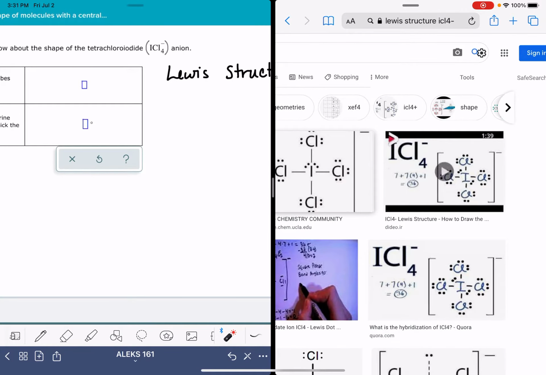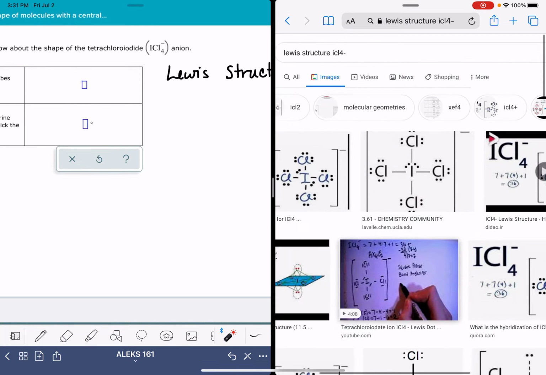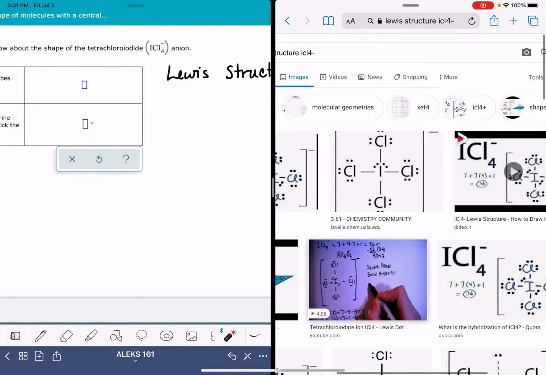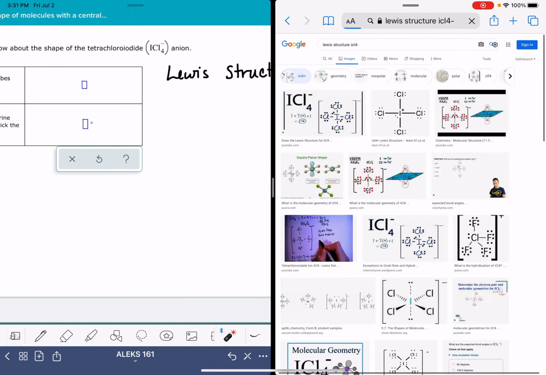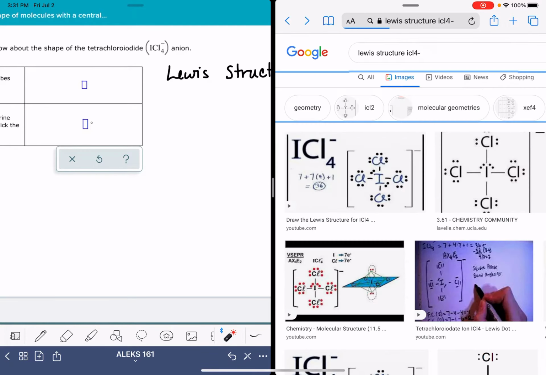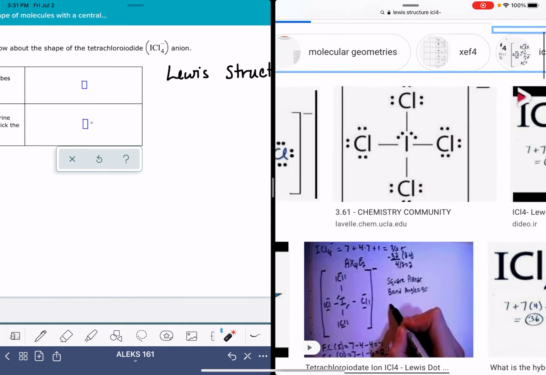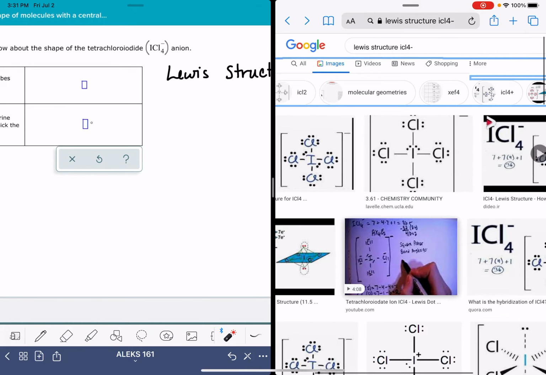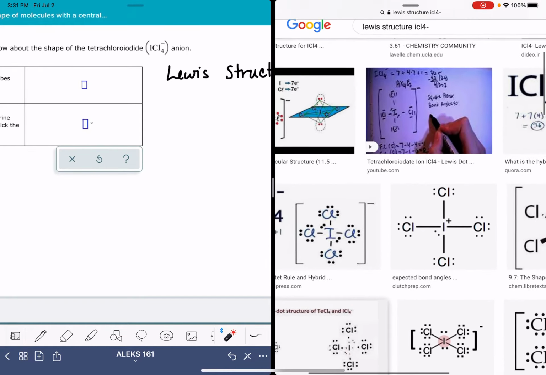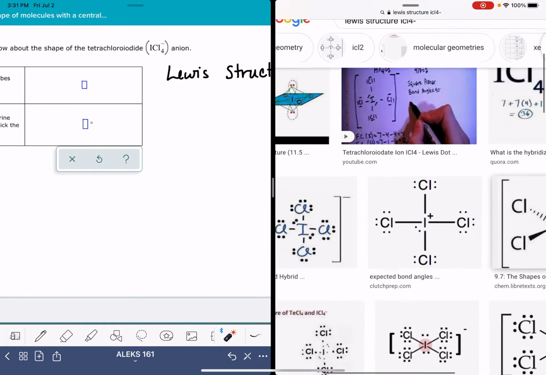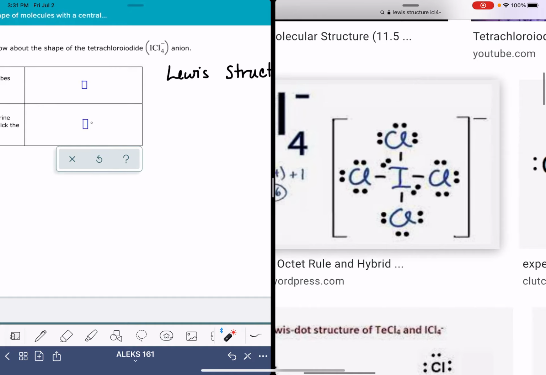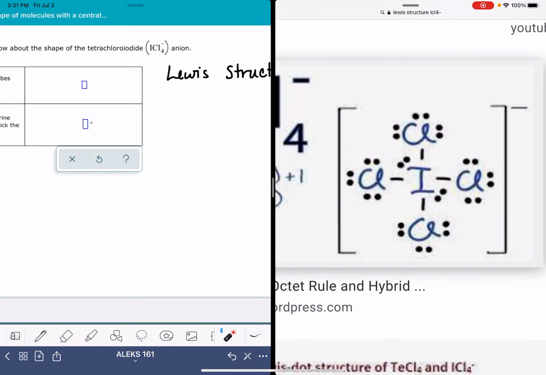There are a lot of similar molecular formulas, and so sometimes if you type in ICl4-, one of the possible options that could pop up is ICl4+, which is not correct. So just double check. If you're using the internet, make sure you're getting a Lewis structure that is accurate. Like, oh, there's that ICl4+. Again, we don't want that. Here's an ICl4-. What I'm going to do is copy this Lewis structure down so that we have it to use as a reference.